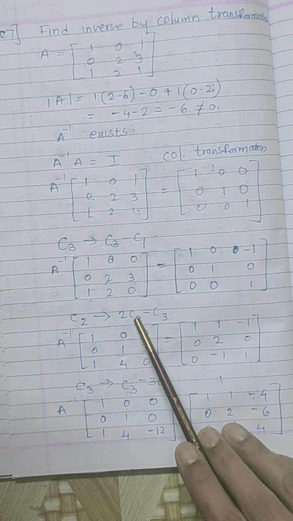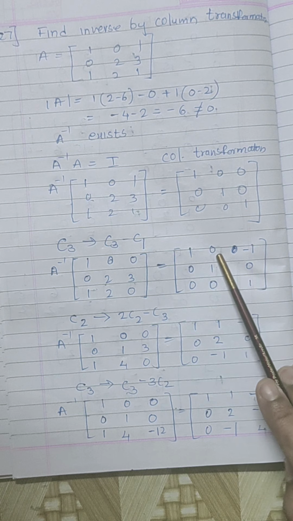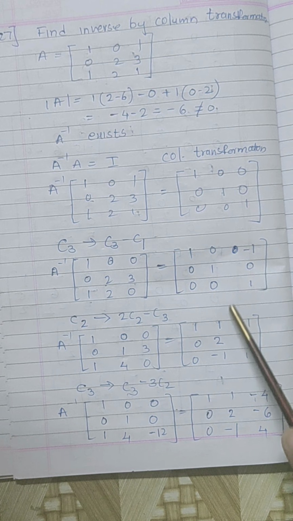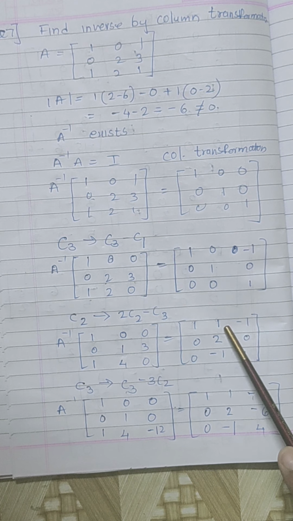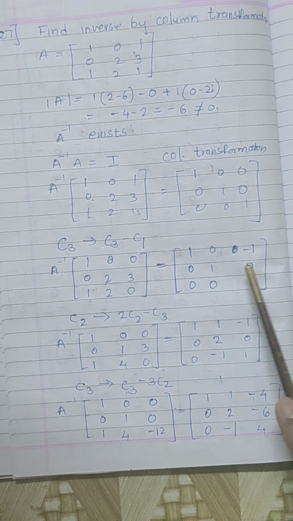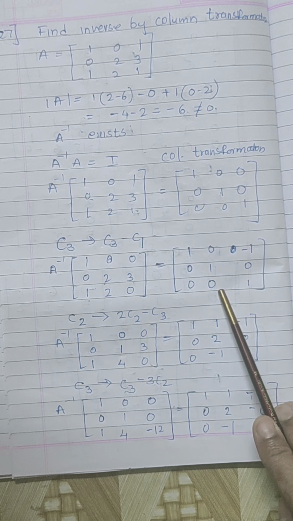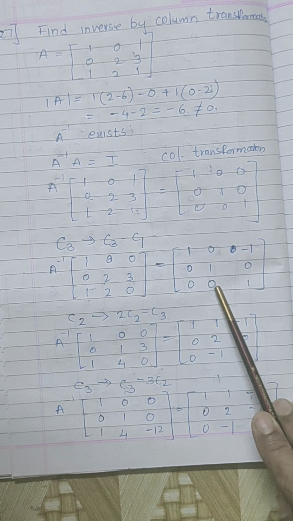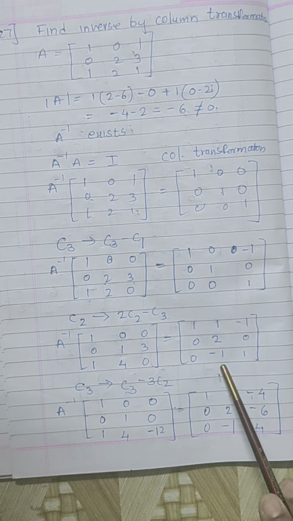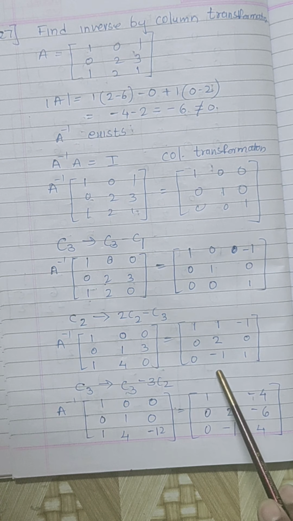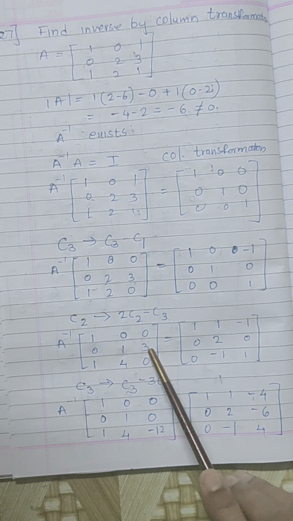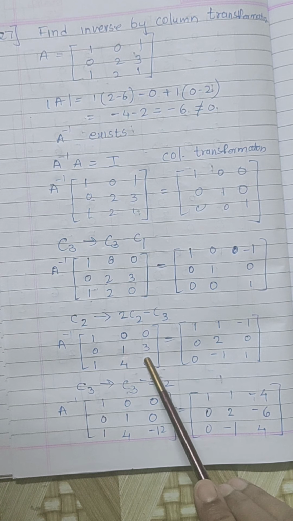Here also 2C2 minus C3. 2C2 is 0, and this minus becomes 4 plus, and this is 1. 2C2 means 2 into 1 is 2, minus 0 is 2, and 2C2 means 2 into 0 is 0, and this minus C3 means minus 1. So now here we got 1. Now we can easily make this 3 as 0.